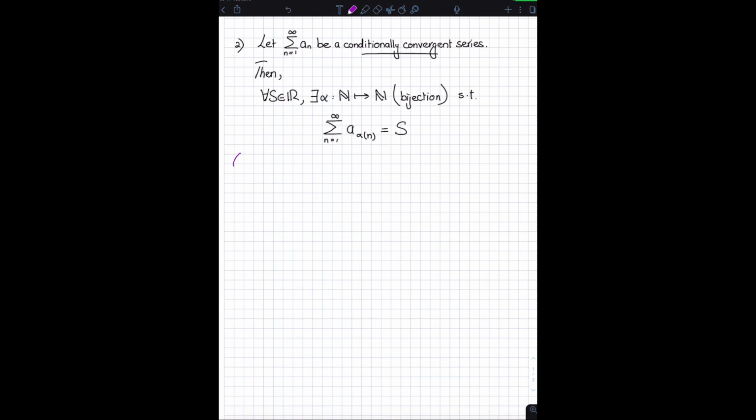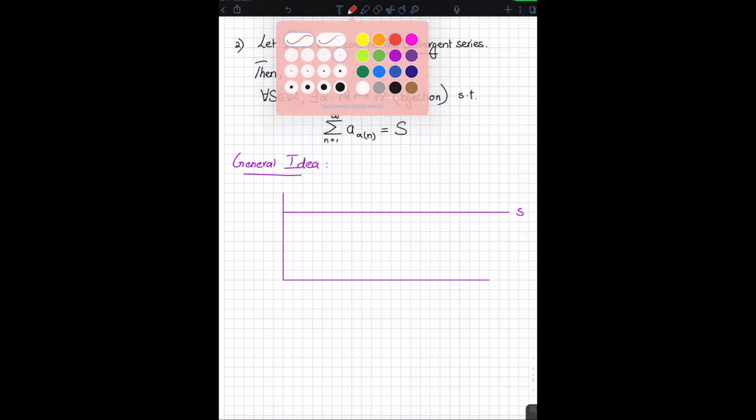So here's the general idea behind the proof. So the way the proof is gonna go is, I'm gonna create a graph over here. Let's say that this is my graph, and let's say that the number I want to create is s. It could be any number. It could be 10, 11, 12. Doesn't really matter what the number is.